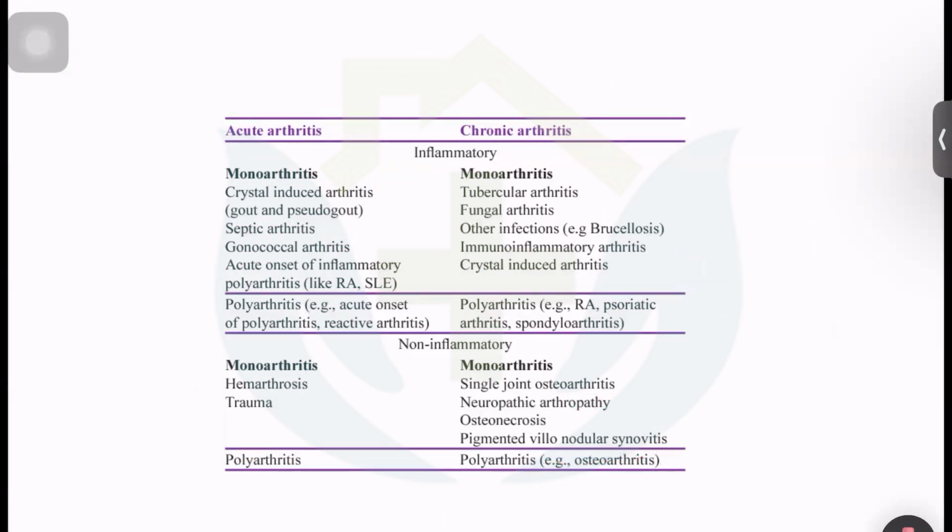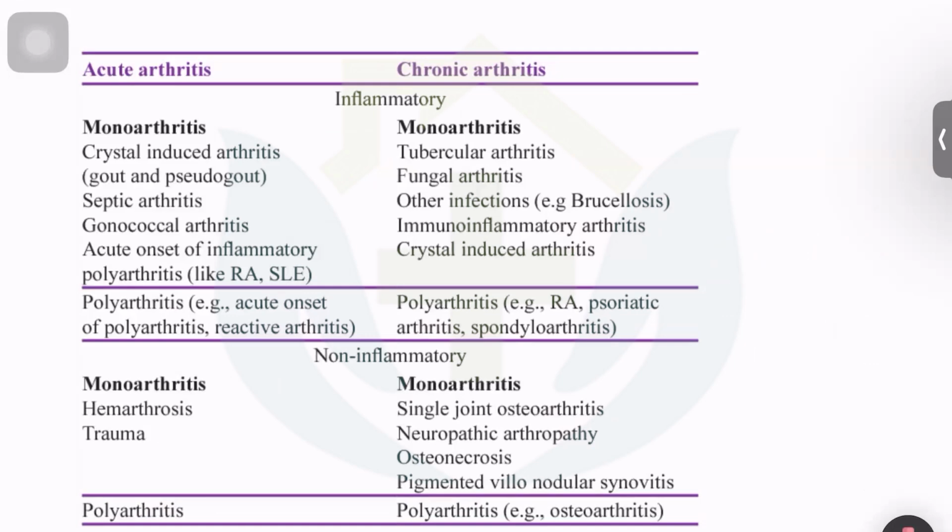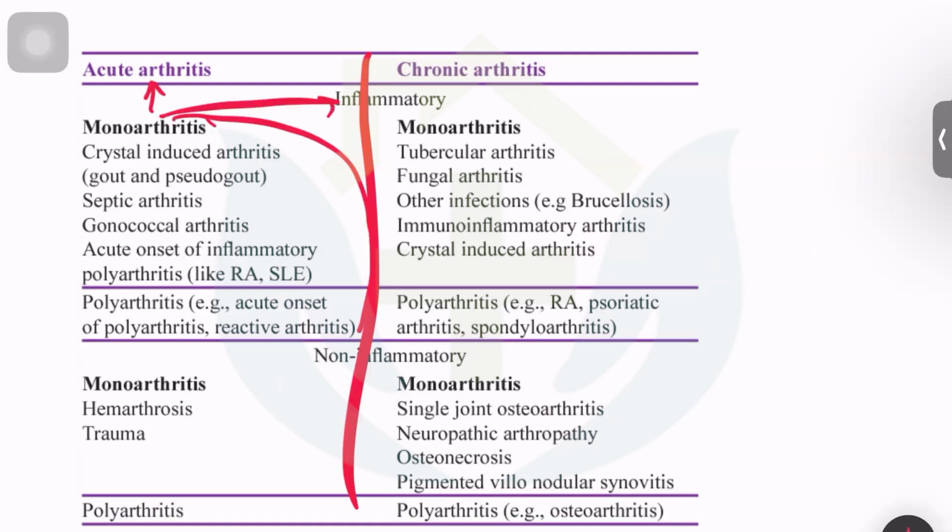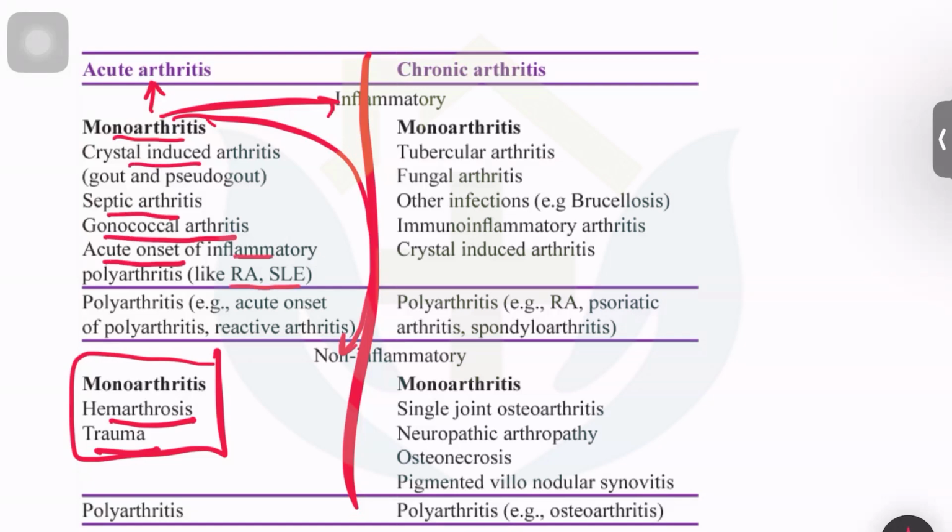So this is the classification of acute and chronic arthritis, monoarthritis. Whenever you see monoarthritis, you can draw a line, and then monoarthritis can be acute, can be inflammatory, can be non-inflammatory. In monoarthritis, non-inflammatory, hemarthrosis and trauma are the most important reasons. Acute monoarthritis: crystal-induced, septic, gonococcal. Acute onset inflammatory polyarthritis can also present, but usually in MRCP, they will not confuse you with this. But these are the major ones: crystal, septic, gonococcal.